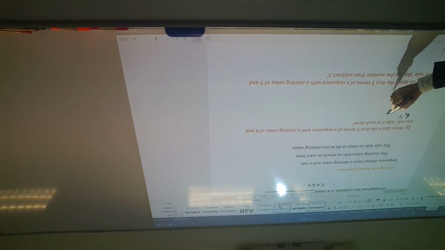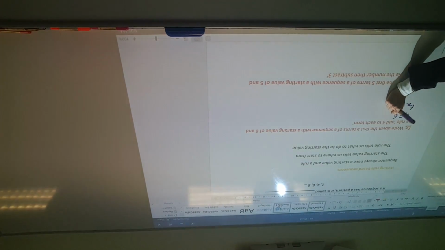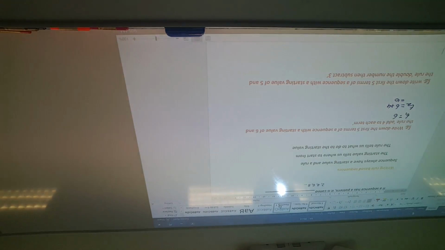So our T1, which would be our first term, would be 6, because that's where we're starting. And the rule is just to add 4. So to find T2, we would have 6 plus 4, which would be 10. And then to find T3, we would have 10 plus 4, which would be 14.